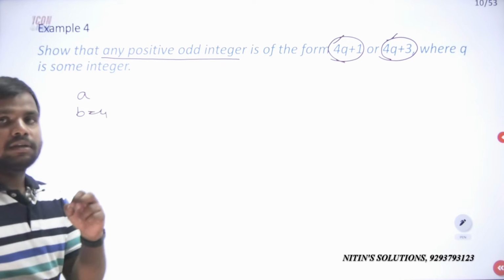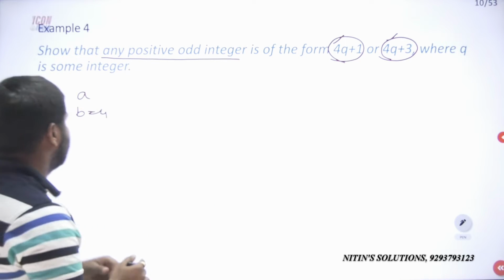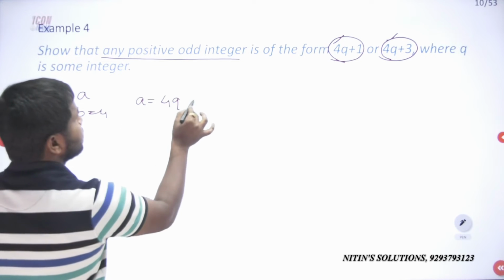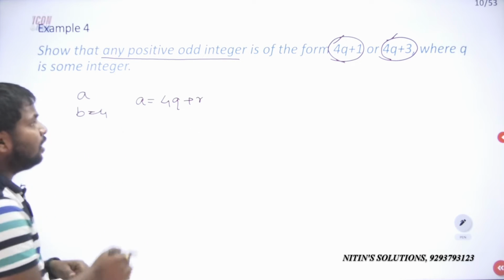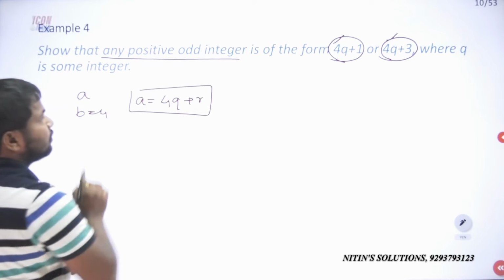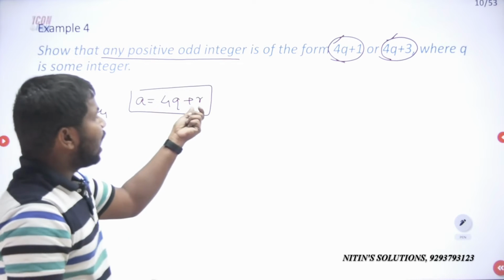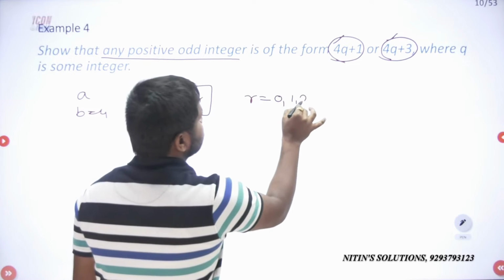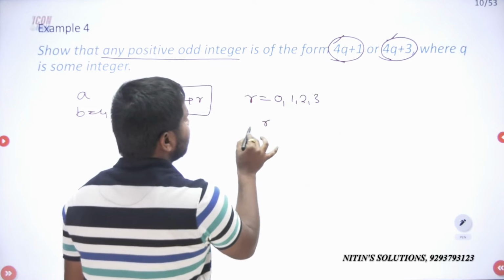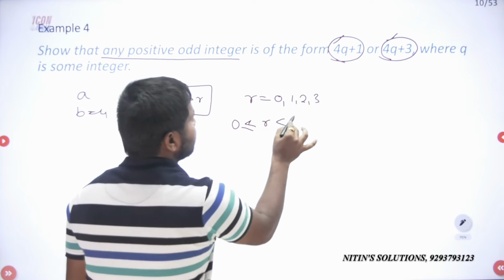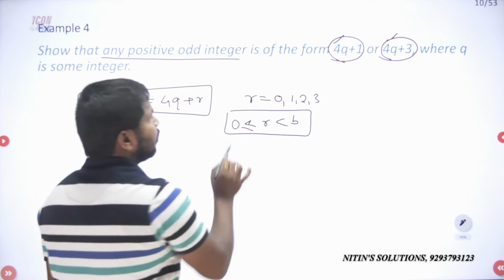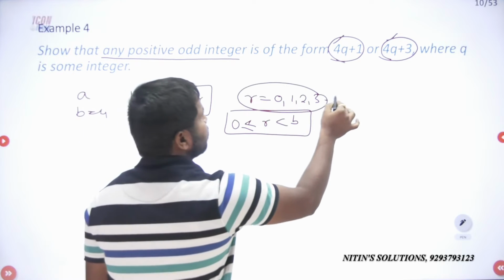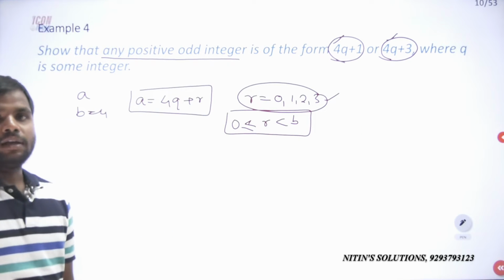According to Euclid's division algorithm, what can we write? We can write a is equal to 4q plus r. Now, we know that r can be what? 0, 1, 2, 3, as we know that r is greater than or equal to 0 and less than b. So according to Euclid's division algorithm, the possible remainders are 0, 1, 2, 3.